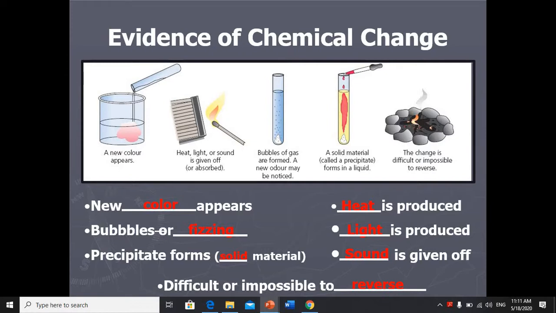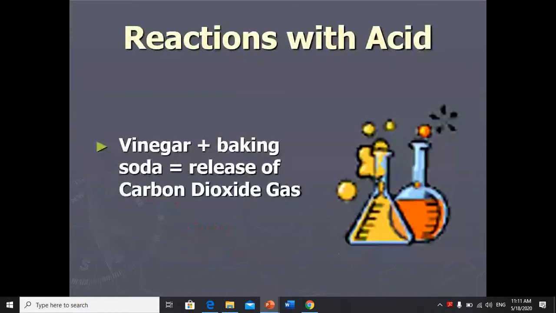And also, as I said, precipitation: when you add two liquids, for example, and you find that a solid material starts to precipitate at the bottom, this is a chemical change. And also, if you burn something, you cannot easily reverse it. It is irreversible to return again to the first state. So this is also evidence of a chemical change. And reaction with acid: if we add vinegar to baking soda, you will see some carbon dioxide released, so this is evidence.